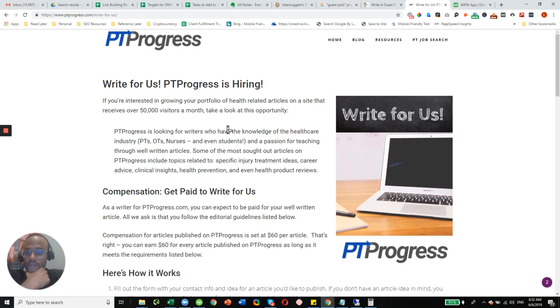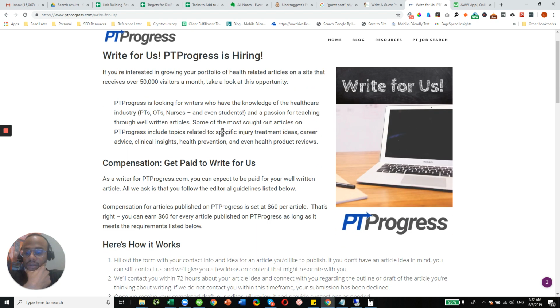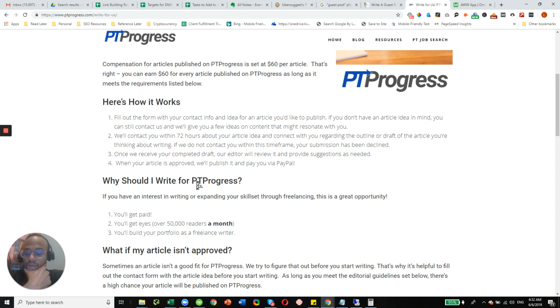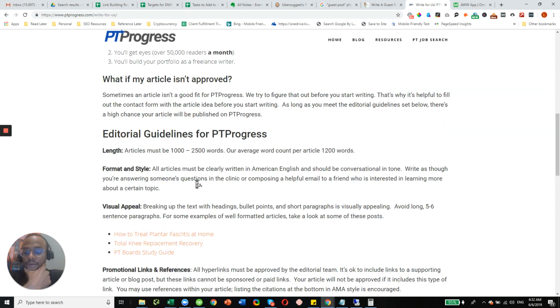Okay, so if you're interested in growing your portfolio of health-related articles on a site that receives over 50,000 visitors a month, take a look at this opportunity. So it looks like these guys will actually pay if you meet the requirements. So it could be a good opportunity. But they are looking for long-form content, so at least 1,000 words, and it says their average word count is 1,200 words.